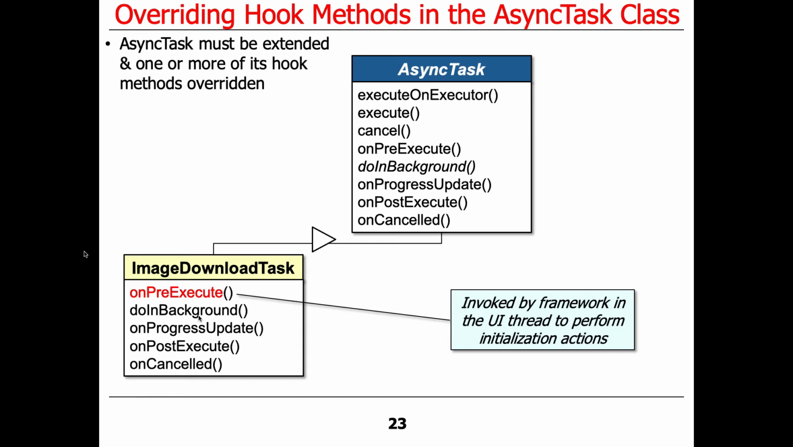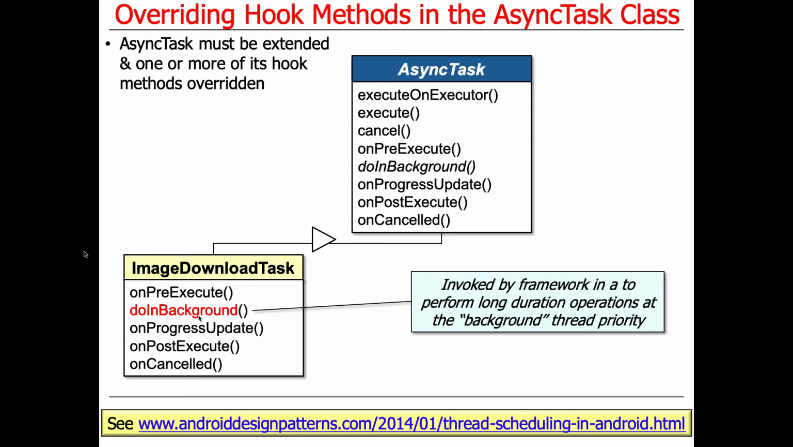As I mentioned, this is executed by the UI thread to do stuff before we run in the background. doInBackground runs in the background, and it runs the task at the background thread priority. By default, background threads don't have as high a priority as user interface threads, because Android is optimized for responsive user interface interactions. If you don't like that, you'd have to change the priority of the background thread by using thread priorities, the setPriority methods.